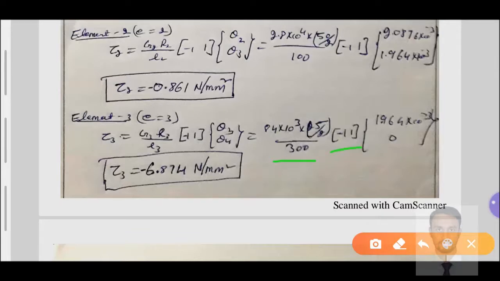Then this will remain the same: E is equal to 3, then theta E becomes theta 3, and theta E plus 1 becomes theta 4. Then we have found these values, substitute them in this equation, and resolve this matrix. We will get the shear stress induced in element number 3, that is the steel element, equal to minus 6.874 Newton per millimeter square.